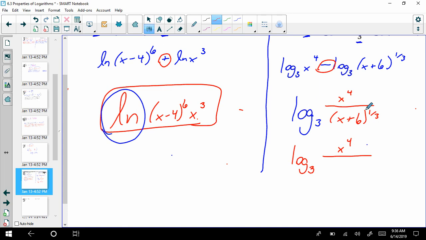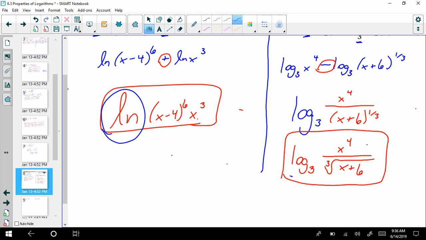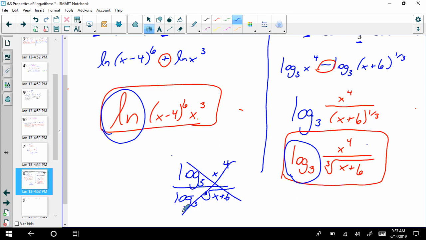Instead of writing it to the 1/3 power, if we turn it back into a radical, that's a cubed root. Just doing the exact opposite of what we were doing on the expanding problems. And it has been condensed. Notice in my final answer, there's only one log. The reason why I stress that, sometimes when people condense, I'll see something like this. This would be wrong. Mathematically, that means something different. When you condense, one log, one single thing.